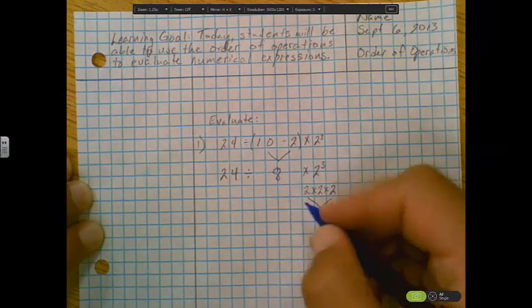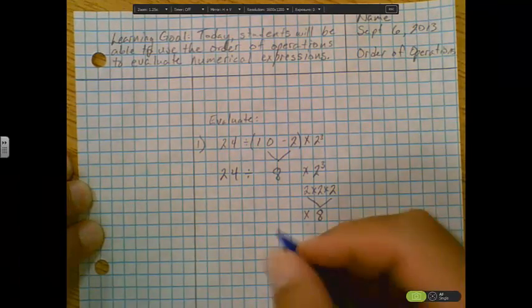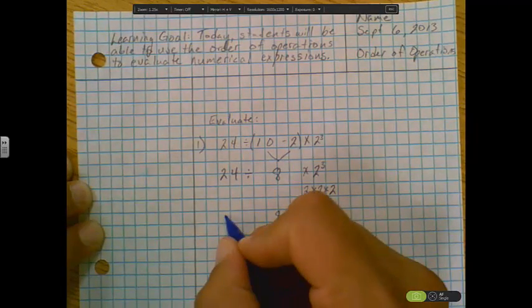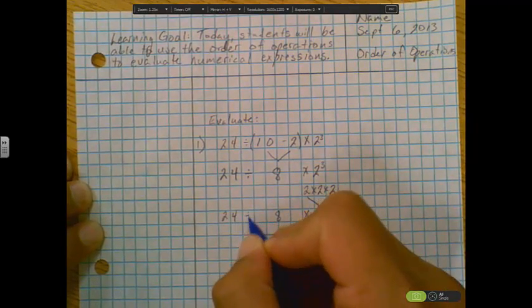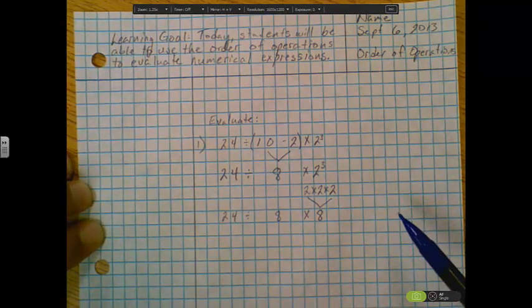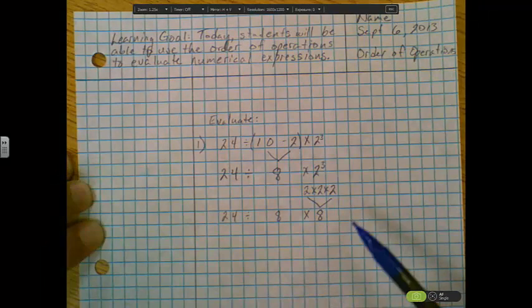And then again, we bring down all the rest of the symbols. We're going to bring down the times sign, the 8, and the 24 in the division sign. So now we look: there are no more exponents, so we're ready to move on to multiplication and division.